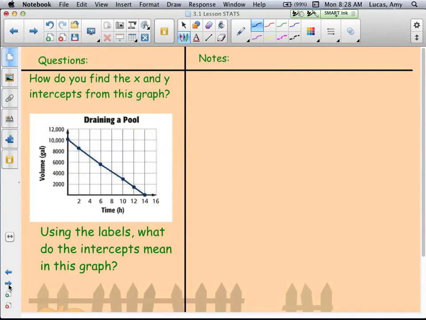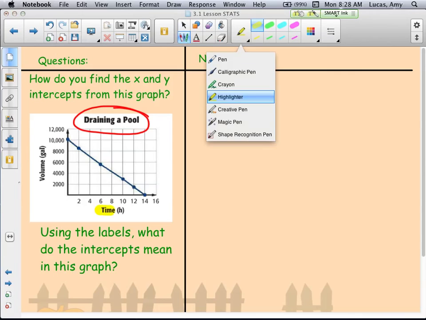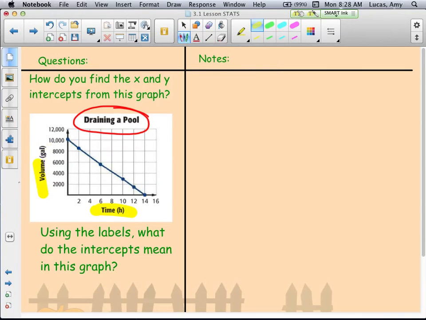Okay, our next graph, same thing as the last one. So let's look at the title, Draining a Pool, because everybody that's got a pool should be doing a little bit of draining about now because we're hitting the end of the season here. Well, hopefully we hit the end of the season. Let's see. So my x-axis, 14 is my x-intercept, where the graph crosses the x-axis. So 14, or as an ordered pair, (14, 0).